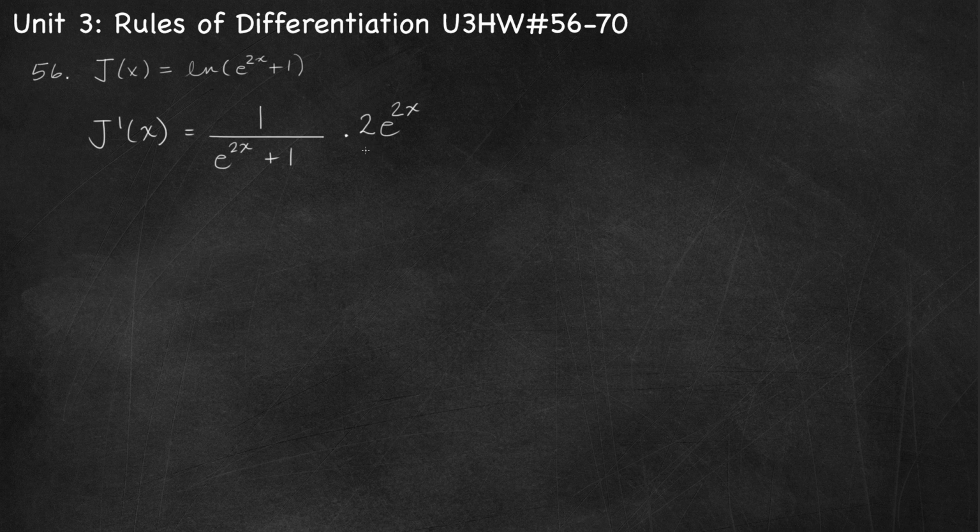Our first inside function is the e to the power 2x plus 1. And then when we take the derivative of the inside, that also has its own inside function, which is the 2x. So if we're going to work this out the long way, we can identify our inside function, u, as e to the 2x plus 1. And then our outside function is y equals natural log of u.